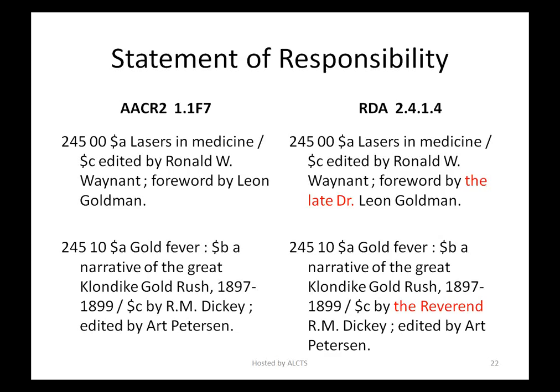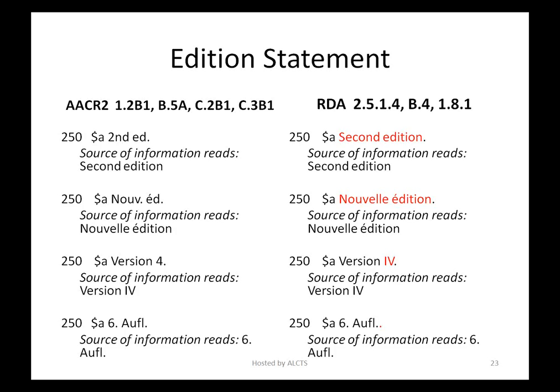Okay, moving right along to edition statement. In RDA, edition statement is a transcribed element, and no abbreviations are used unless they appear on the source used for the edition statement. Whereas in AACR2, we're told to go to Appendix B for abbreviations, and Appendix C to record certain types of numerals. And so you can see the changes here from AACR2 to RDA. We go from 2nd ed. to spelled out second edition because that's what appears on the source.